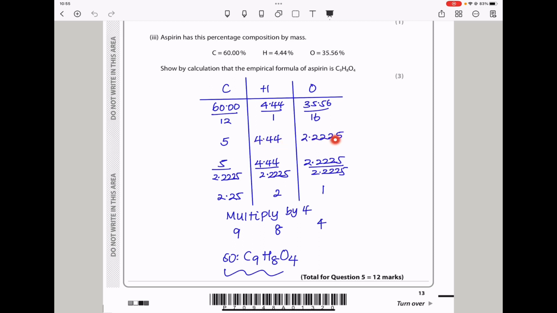Then dividing through by the smallest number of moles, that divided by that is 1, that divided by that is 2, and that divided by that is 2.25. Now this is not a whole number, so I have to multiply to create a whole number, and that will occur when I multiply by 4. So that times 4 gives me 9, that times 4 is 8, and that times 4 is 4. So it's going to be carbon 9, hydrogen 8, oxygen 4, and that should be my answer.